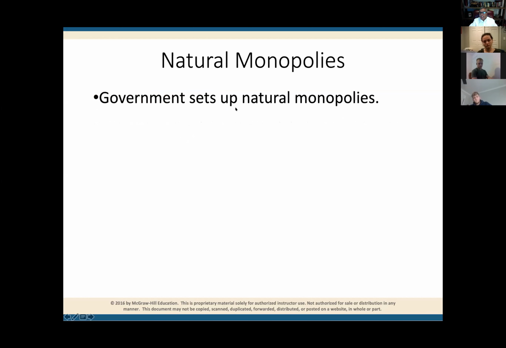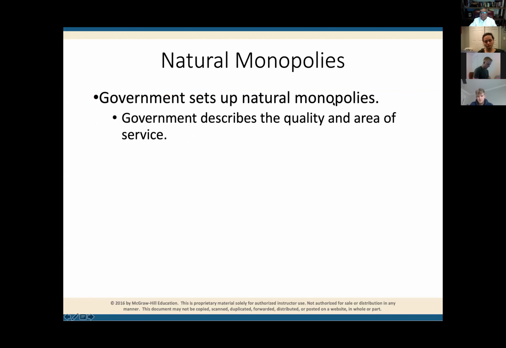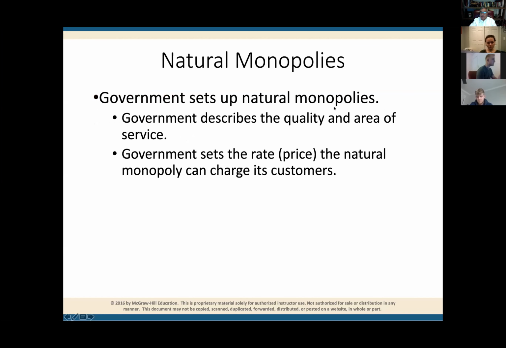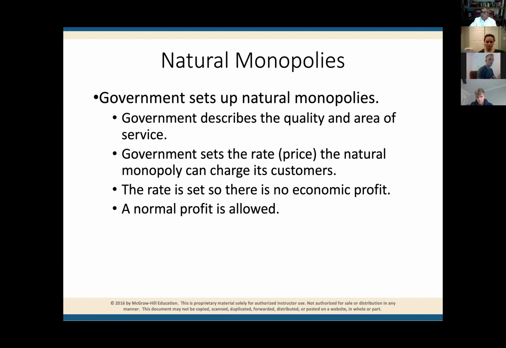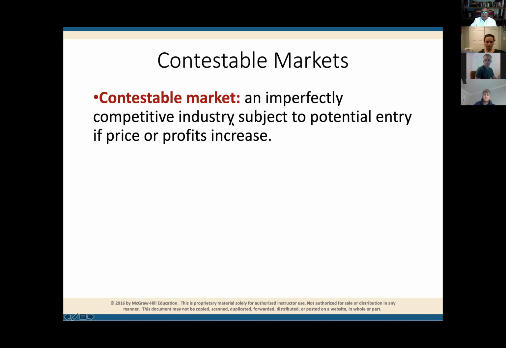So then the government sets up natural monopolies like utility companies, transportation companies, and things like that. The government controls natural monopolies by allowing them to make specific profits, or they force them to produce a specific output. By the way, guys, we're going to learn about natural monopolies in the next chapter, but that will be after the exam.